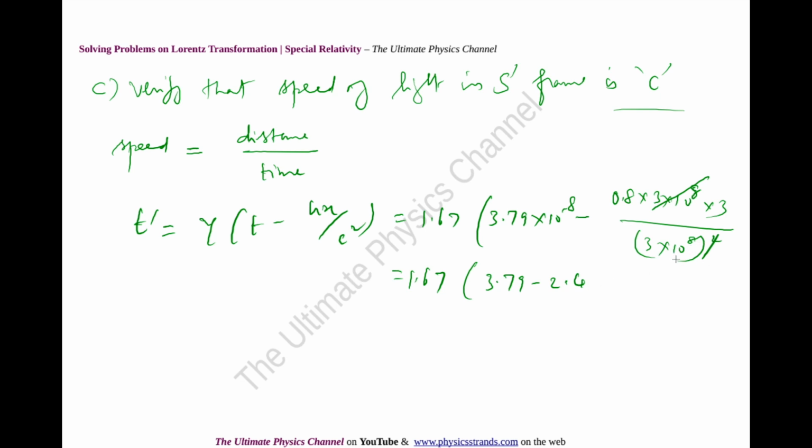Okay, we have another thing here also, so that also goes to the denominator. So we can cancel this 3 and this 3. So it is basically 0.8 into 10 power 8 here in the denominator goes to the numerator becomes minus 8. So into 10 power minus 8. So if we do the calculations, we get 5 into 10 power minus 8 seconds. That is the time prime.